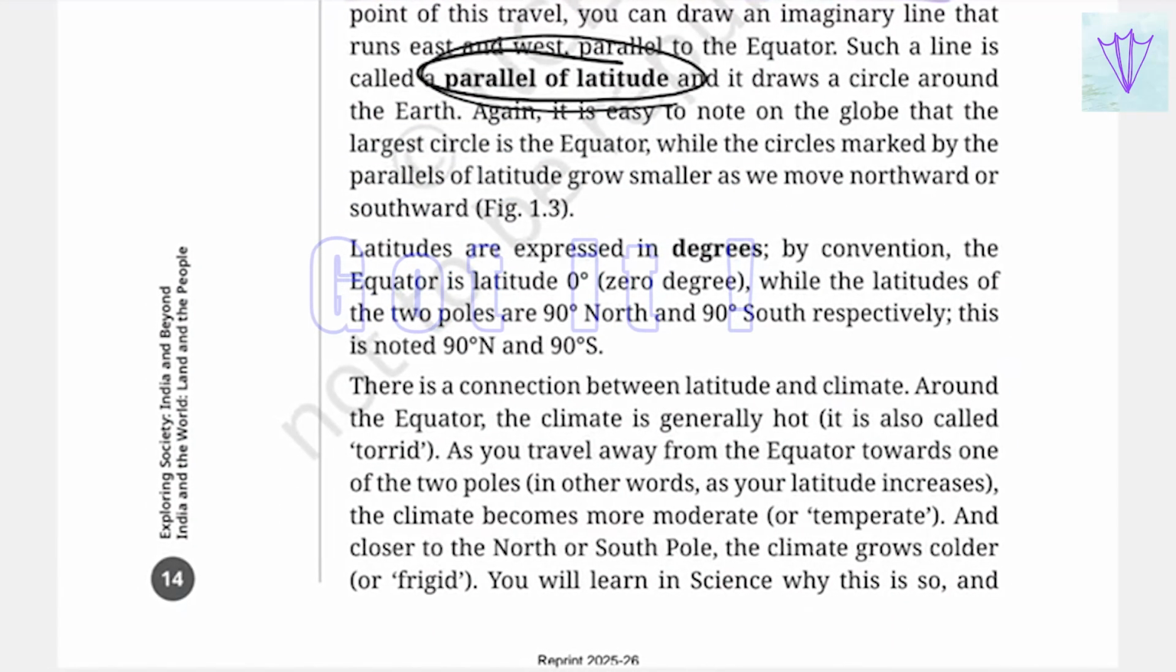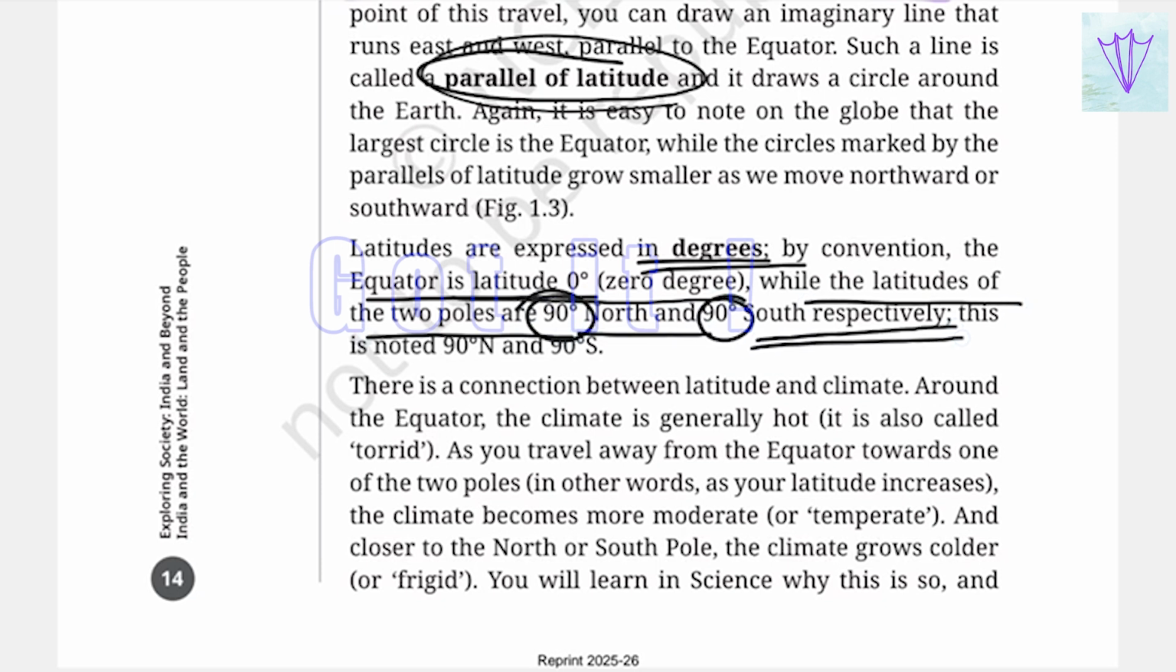We need to note that these are the parallels of latitudes. Next, latitudes are expressed in degrees. By convention, the latitude of the equator is 0 degrees, while the latitudes of the two poles are 90 degrees north and 90 degrees south respectively. So this is noted as 90 degrees N and 90 degrees S.